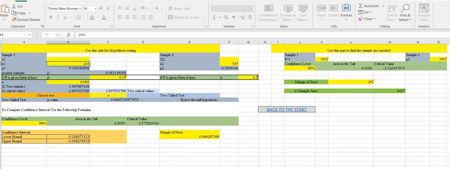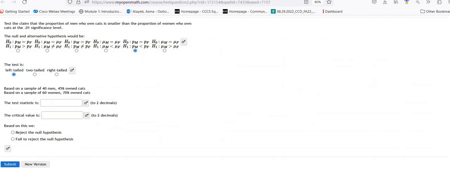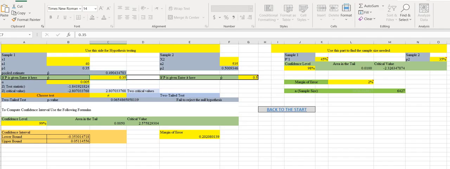We were given the sample size, which is the sample size for men is 40. So I'm going to change that number to 40. And then the proportion of men in that sample was 45%, so 0.45 the proportion. And the significance level is 0.01, and the type of test is less than.